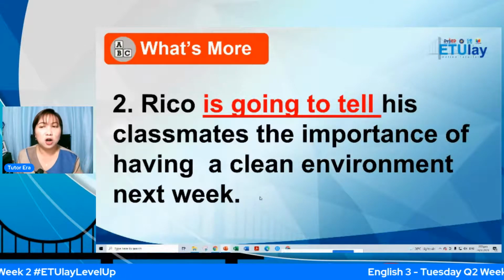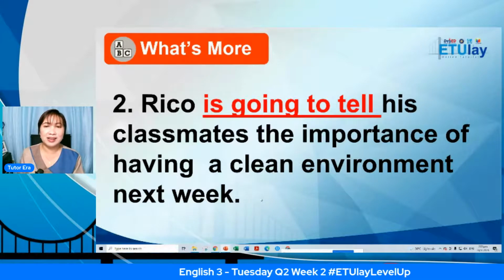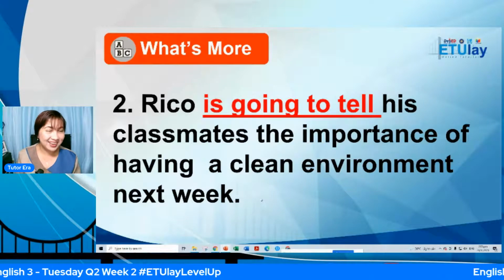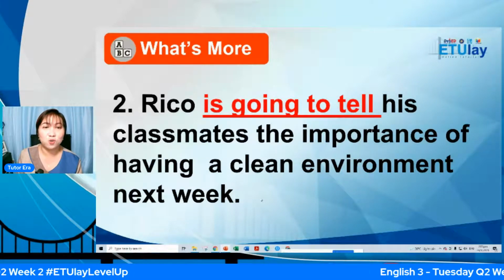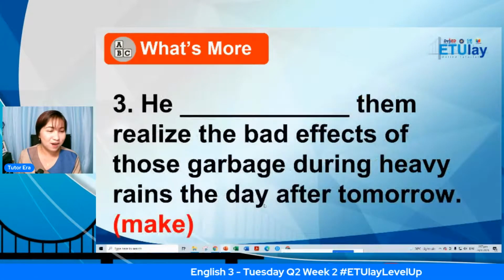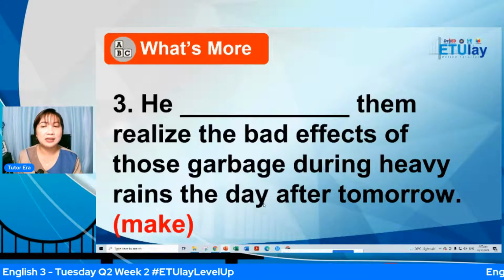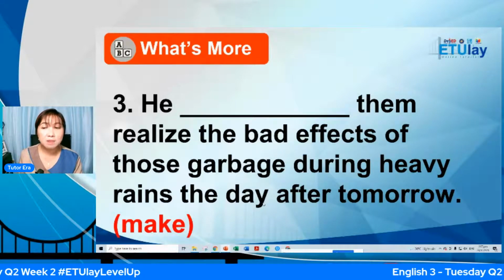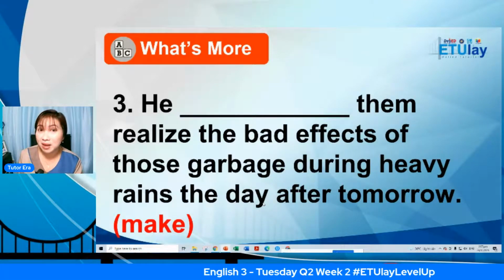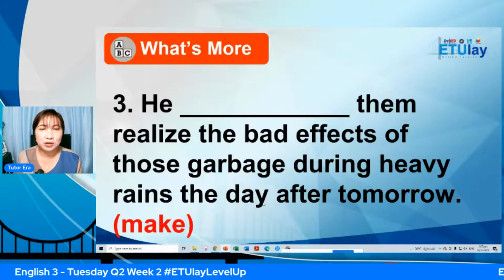Rico is going to tell his classmates the importance of having a clean environment next week. Now, why did we use is, not are? Because our subject here is a singular one, Rico. So you have to remember that. Now, let's have number three. He blank them realize the bad effects of those garbage during heavy rains the day after tomorrow. The verb given is make. So to show the future tense of this sentence, what are we going to write?